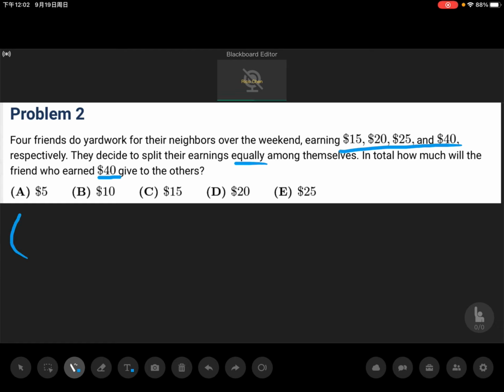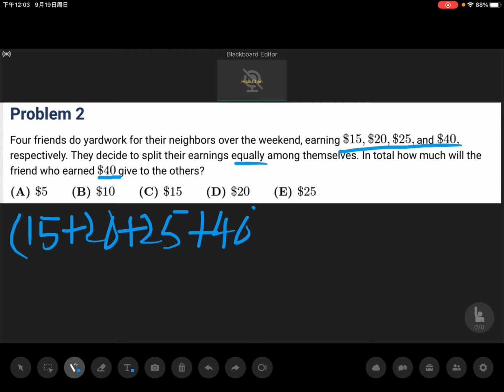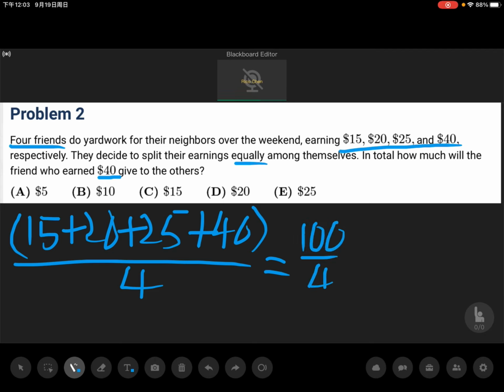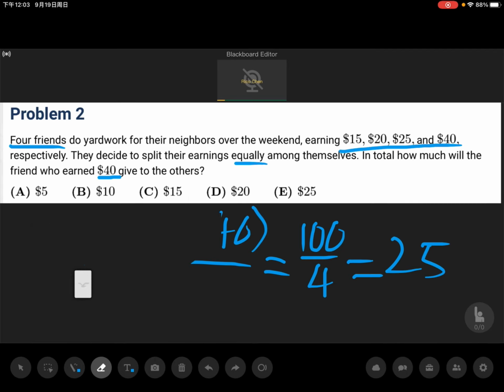So we simply put all the numbers in a mean equation, to find the average. So parentheses, because of the order of operations, we need to do that first. 15 plus 20 plus 25 plus 40, and all of this divided by the number of friends, which is 4 friends. All of this equals 15 plus 25 equals 40, plus 40 is 80, plus 20 equals 100, divided by 4, which equals 25. Meaning each friend will get $25.